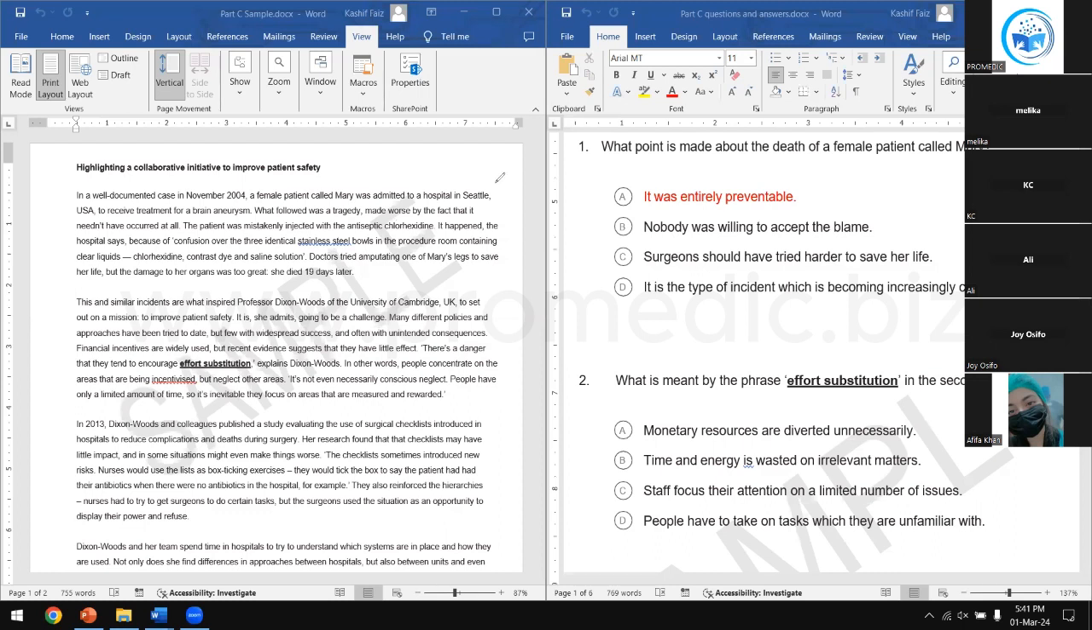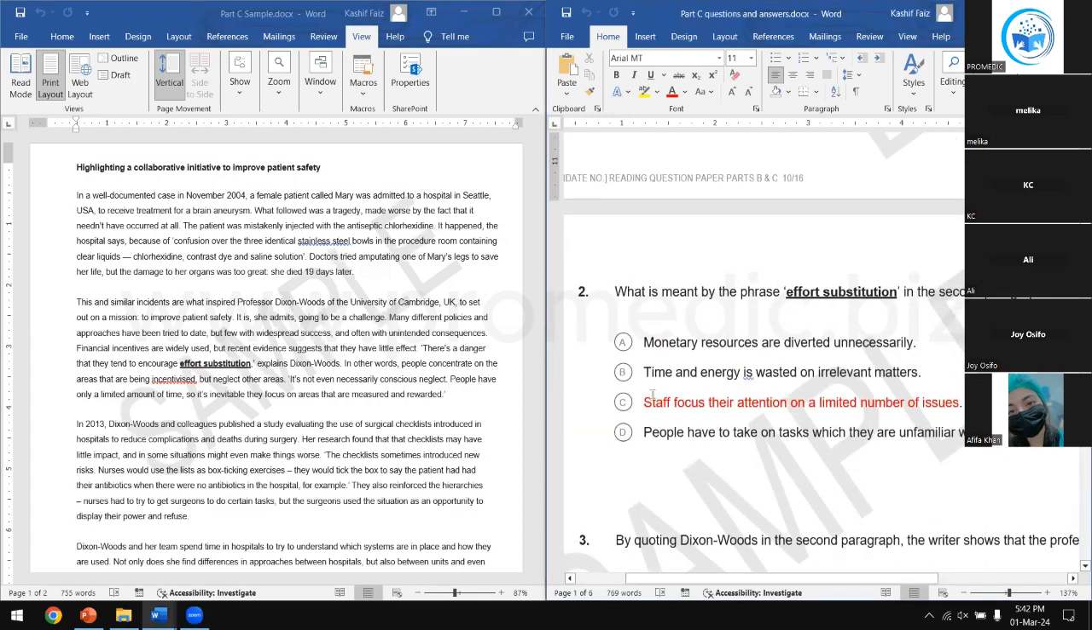Everybody, C. C, C, C, C. Okay, there are four answers with C. One, two, three, no, three answers with C. Someone is saying B. Okay, A. Interesting, so not many people have the same answer. Let's see what the answer is. The answer is C: staff focus their attention on a limited number of issues.